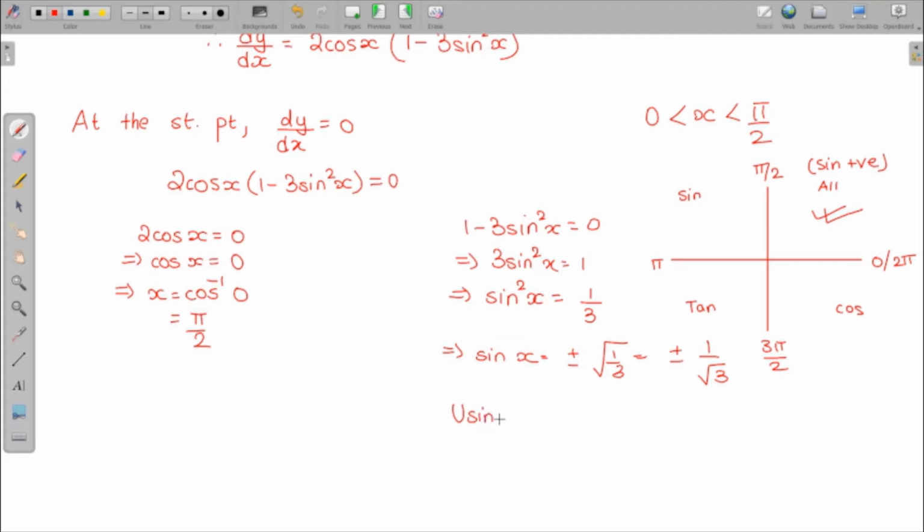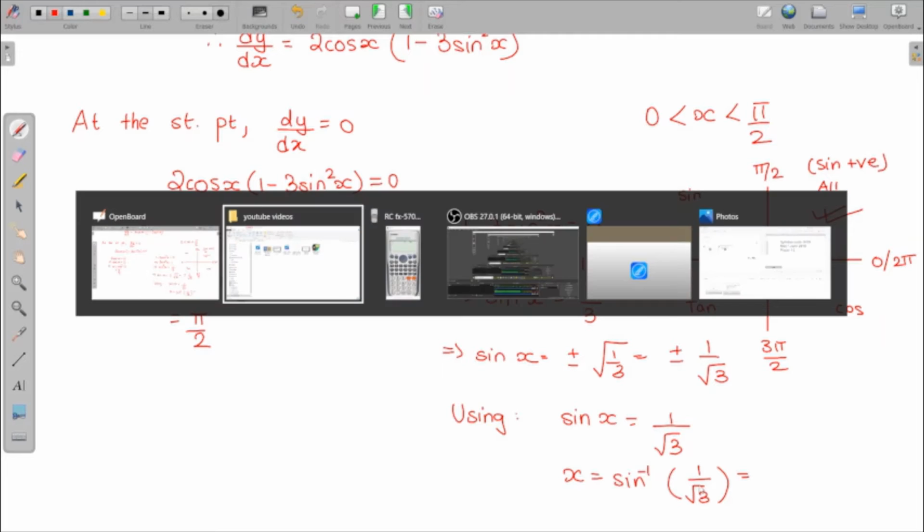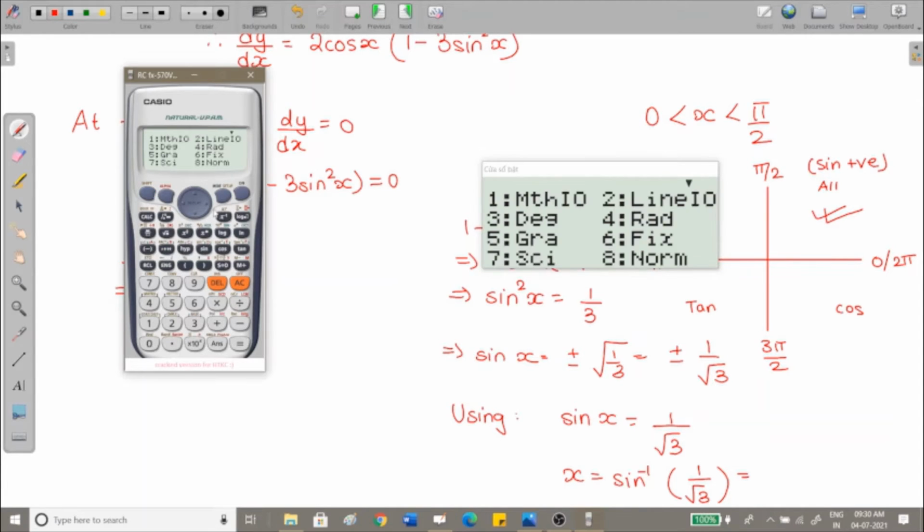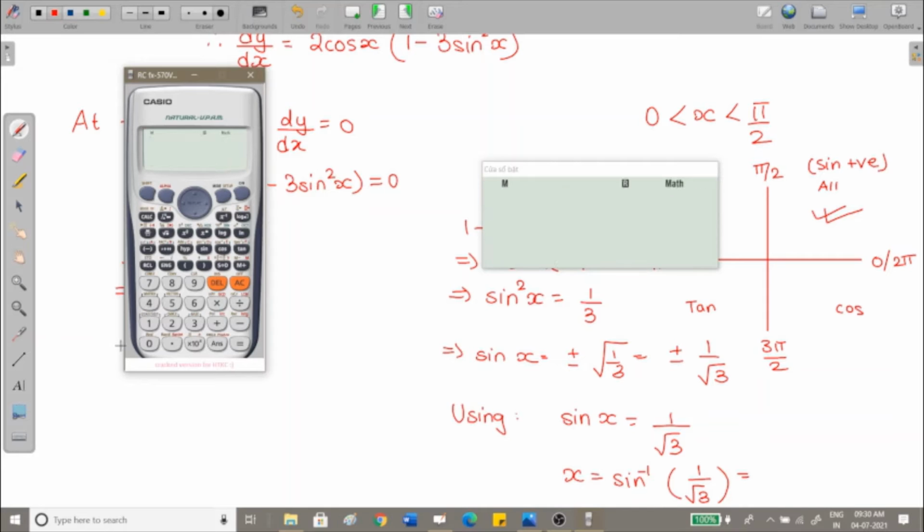So using sine x is equal to plus 1 by root 3, we can now write that x will be equal to sine inverse of 1 by root 3. Okay, and one more thing, since they have given the interval in terms of pi, our answer for x must be in radians. So whenever you use your calculator, please make sure that it is in radians mode. Here, as you can see, my calculator is in degrees mode, so I have to change that to radians mode. Okay, and I have done that.